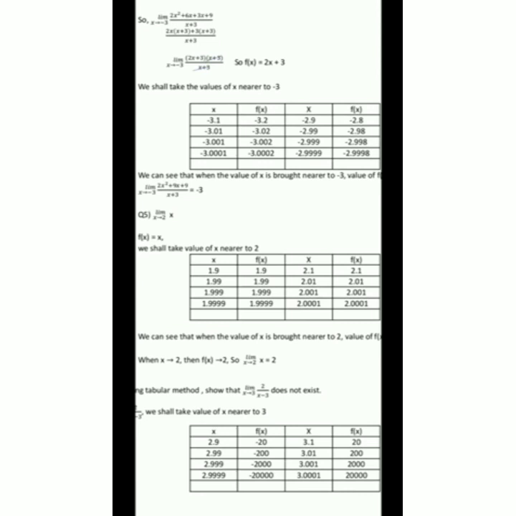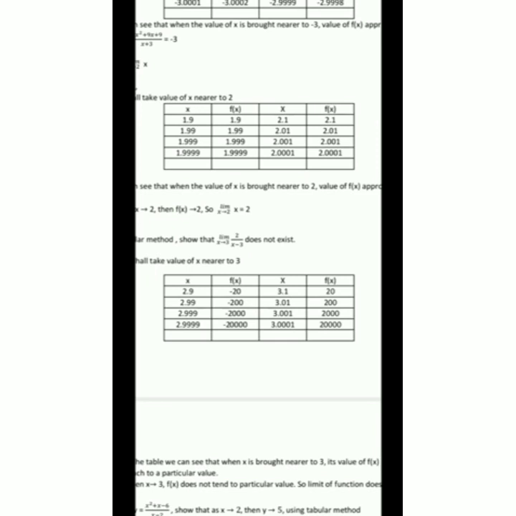Now moving on to question number 2. Using the tabular method, show that the limit as x tends to 3 of 2 upon x minus 3 does not exist. Now let us see. Here f(x) is equal to 2 upon x minus 3, so we shall take the values of x nearer to 3. In the table we can see 2.9, so when we put it in that equation we get minus 20, 2.99 gives minus 200, 2.999 gives minus 2000, and 2.9999 gives minus 20,000.